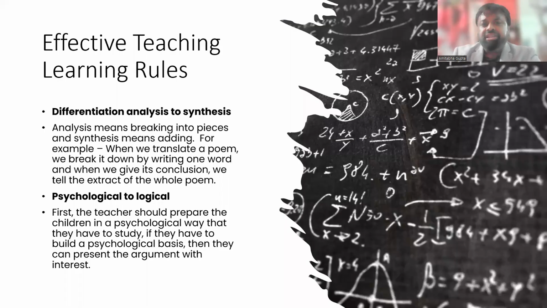Next one, differentiation, analysis, and synthesis. Analysis means breaking into pieces. Synthesis means adding. For example, when we translate a poem, we break it down by writing one word at a time. And when we give its conclusion, we tell the extract of the whole poem. Psychological to logical. First, convince them to understand and study the concept. Then talk about it logically with more explanations.